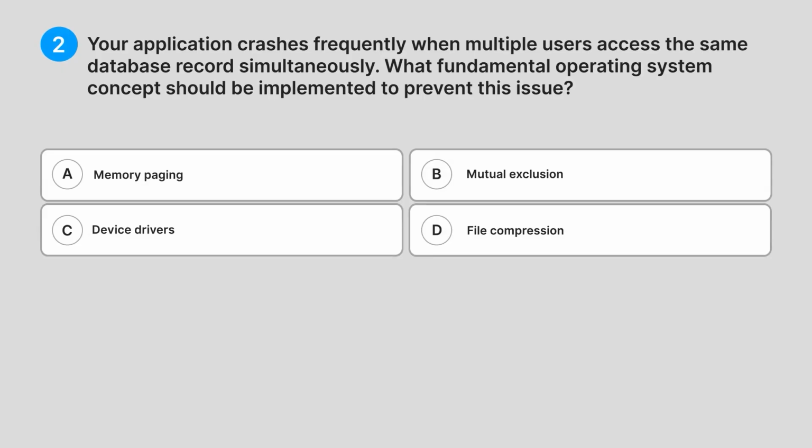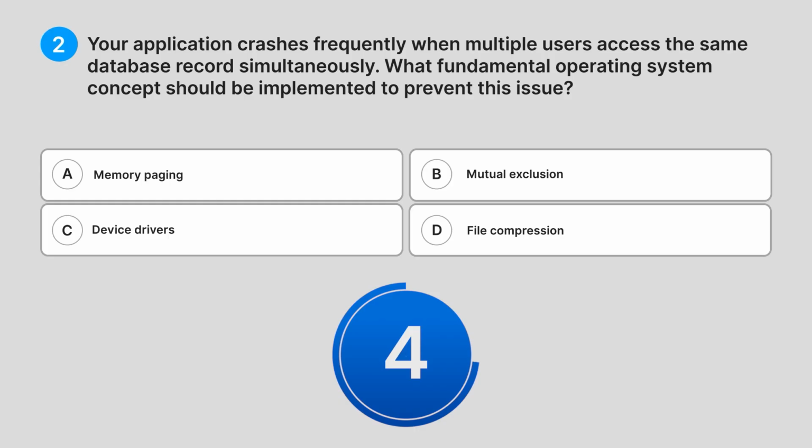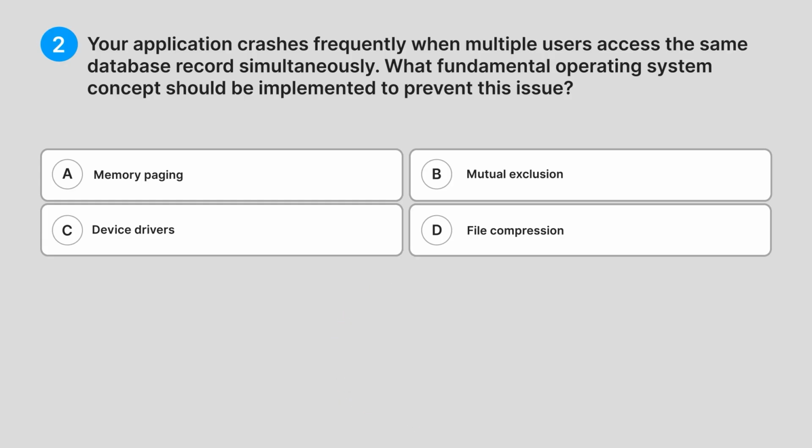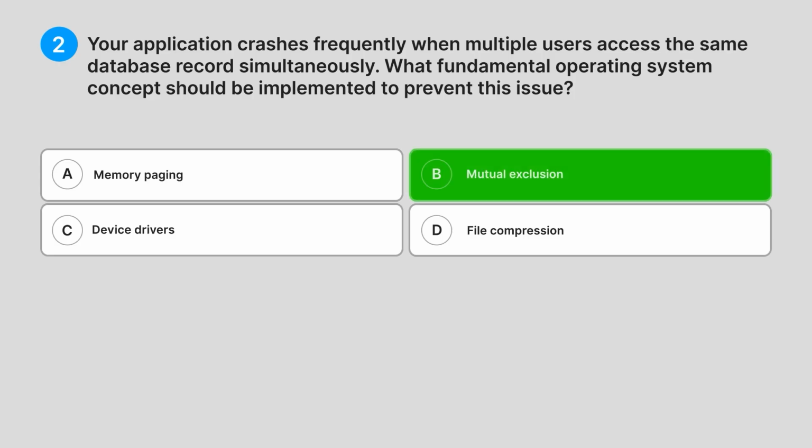2. Your application crashes frequently when multiple users access the same database records simultaneously. What fundamental operating system concept should be implemented to prevent this issue? A. Memory paging. B. Mutual exclusion. C. Device drivers. D. File compression. Do you know the answer? Correct answer, B. Mutual exclusion.